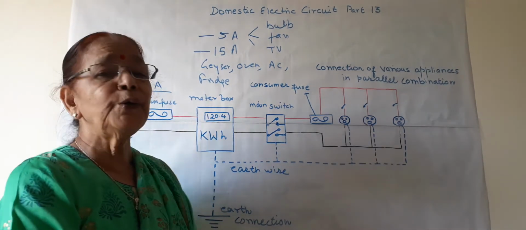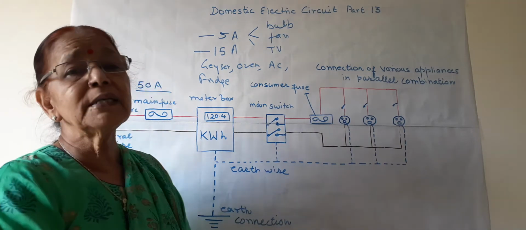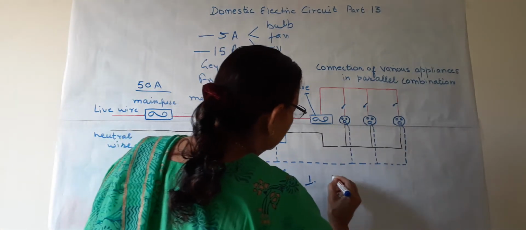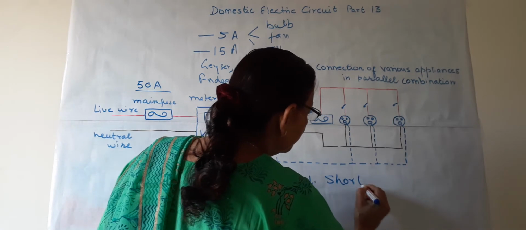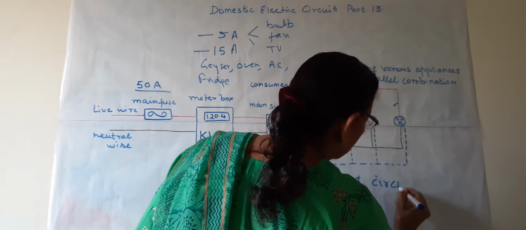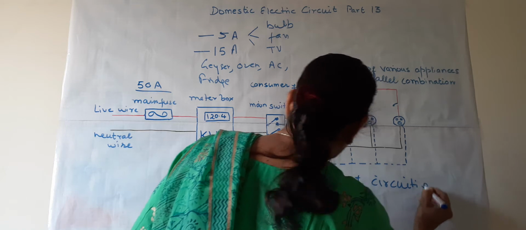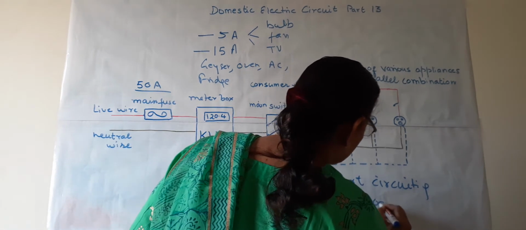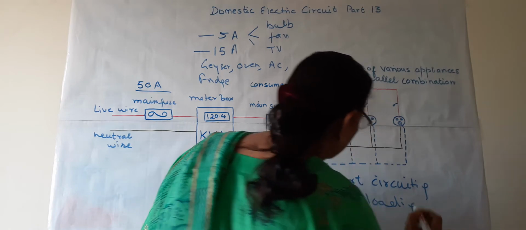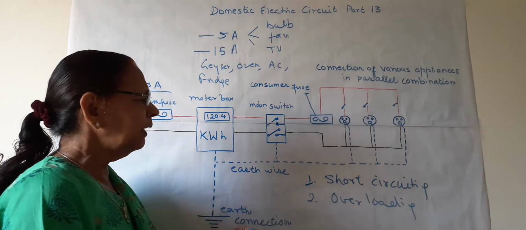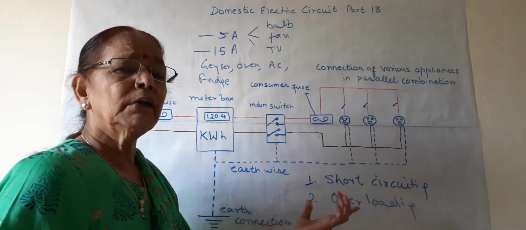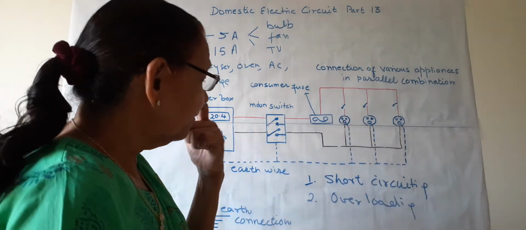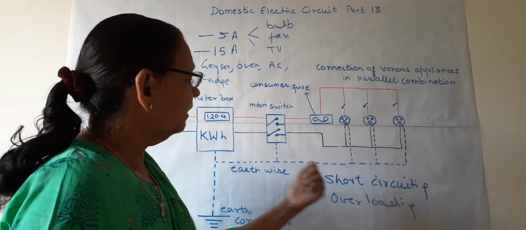I want to tell you 2 more terms. First term is short circuiting, and second is overloading of current. So what is the difference? Short circuit, chota rasta, means short path. What is a short circuit?